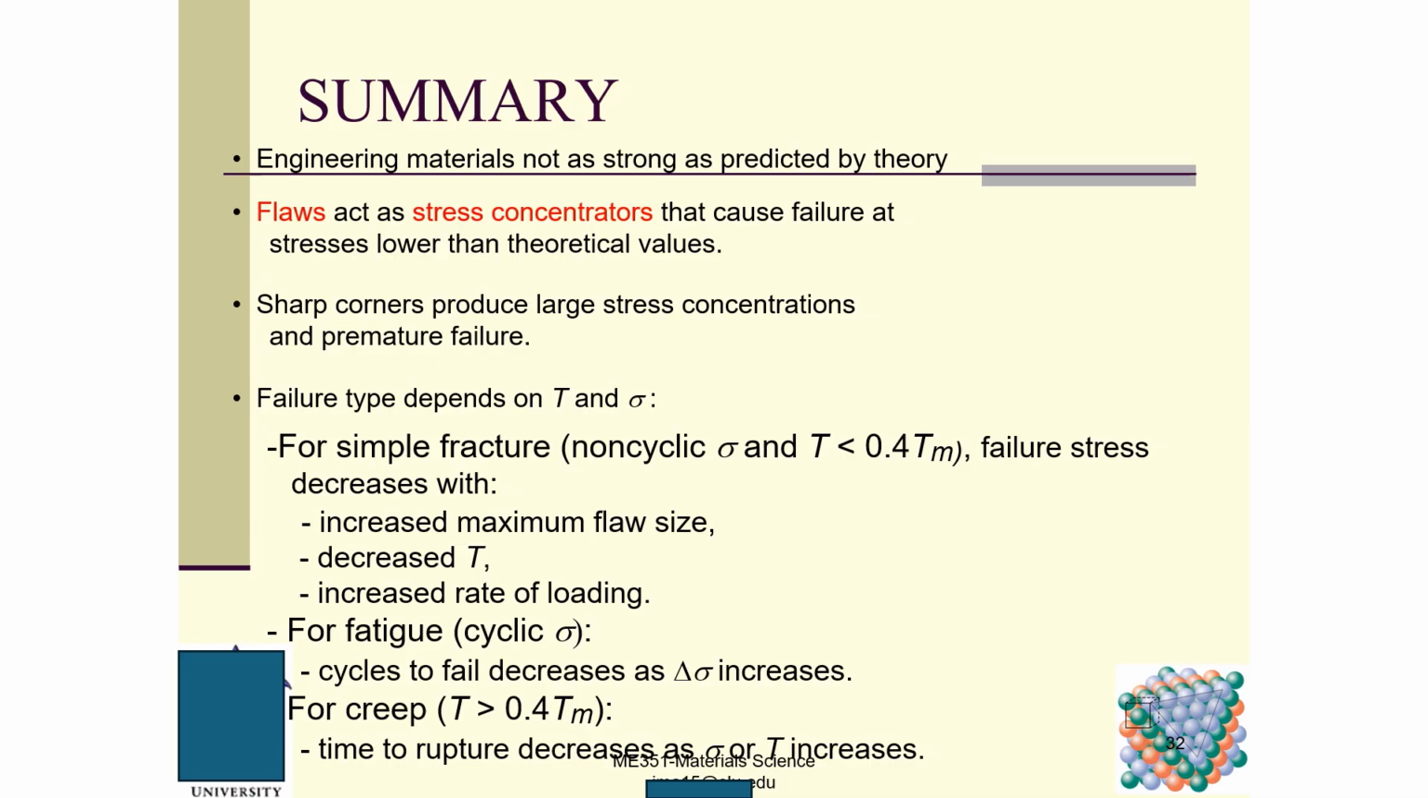For simple fracture, non-cyclic, sigma and T less than 0.4 of the melting temperature, failure stress decreases with increased maximum flaw size, decreased operating temperature, and increased rate of loading. For fatigue, cyclic stress, cycles to failure decreases as delta sigma, the stress range, increases. For creep, when temperature is higher than 0.4 multiplied by the melting temperature, time to rupture decreases as sigma or T increases. So this is the basic knowledge. I want you guys to know all these fundamentals.